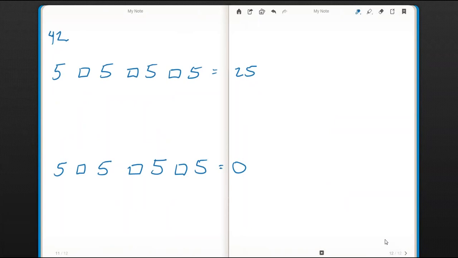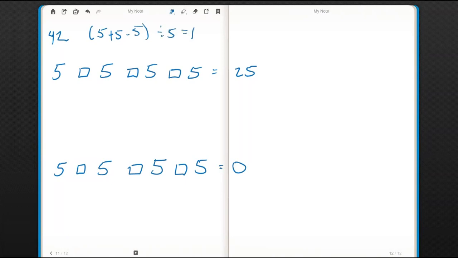42 is an interesting question because it makes them think beyond just the regular math and try to come up with something on their own. And so as we look at this one, we're trying to take a bunch of 5s, and I get to add whatever sign I want to. I also get to add parentheses if I want to, like the example, and I want to end up with 25 or 0.